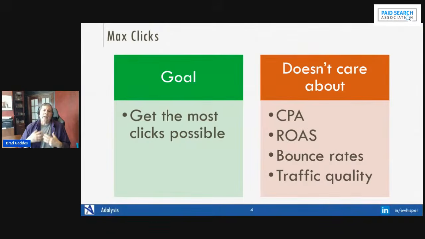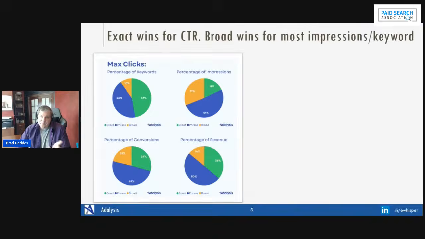So now we're going to look at each bid method itself, all the bid strategies. When you look at max clicks, the goal is to get the most clicks possible. So this system does not care about your CPA, your conversions, your ROAS, your bounce rates, or traffic quality. So in reality, when we think about max clicks, all we should be judging it on is click-through rate.